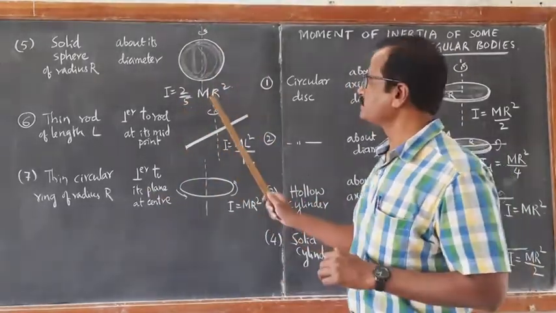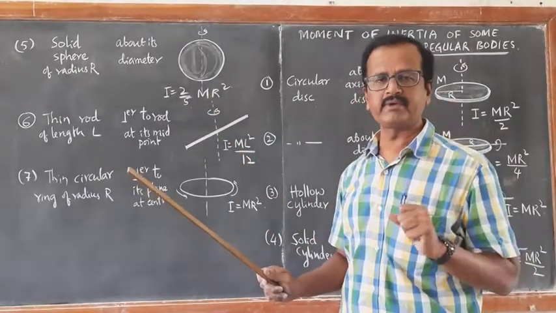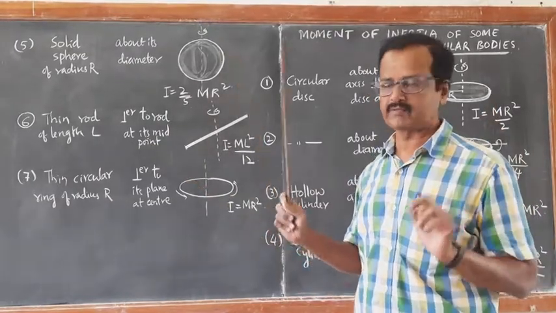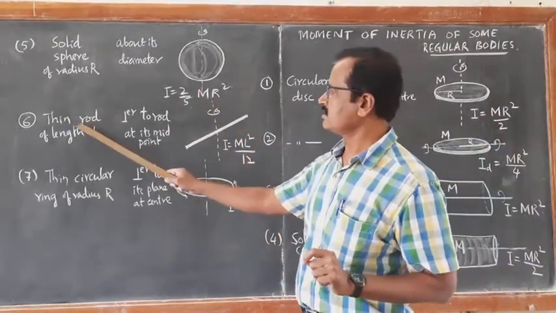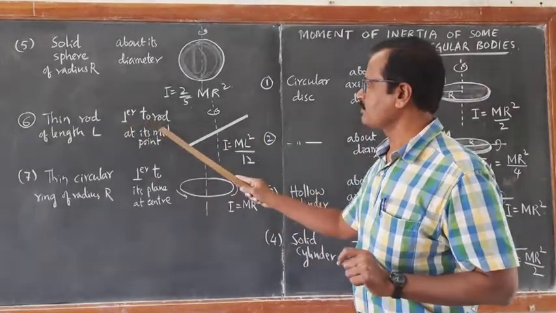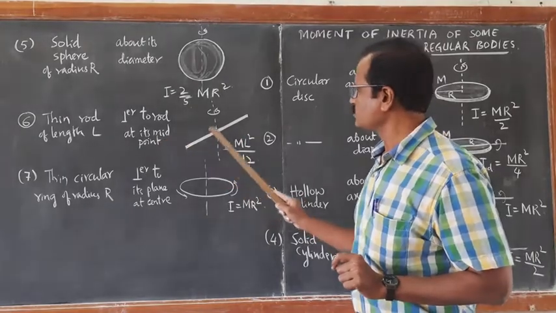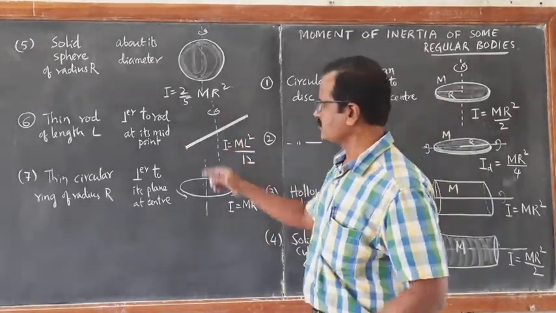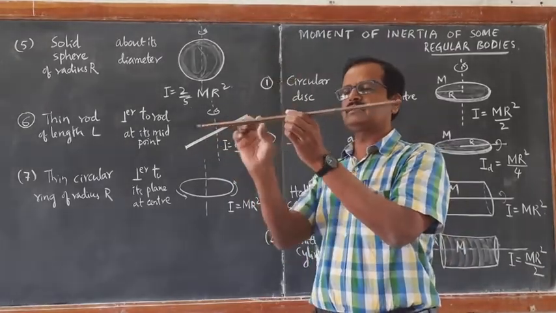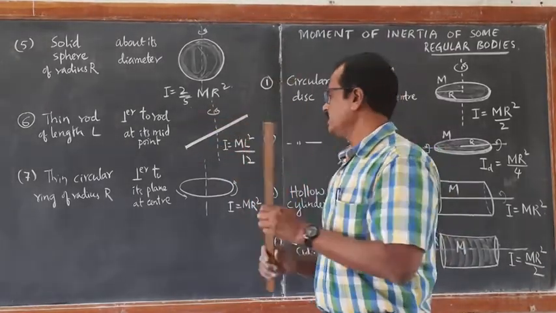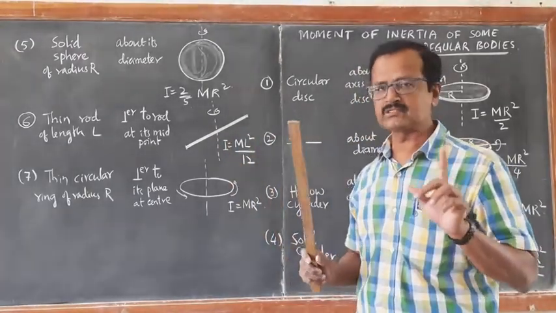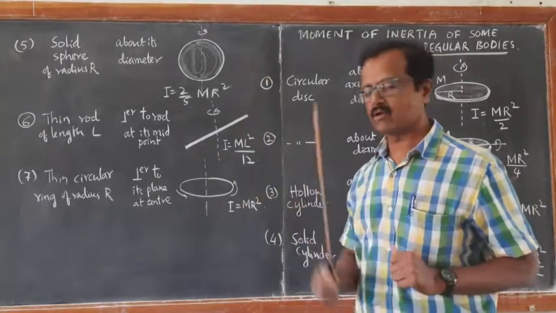We are supposed to remember these, which will be helpful while solving numerical problems. There are no derivations for this, only in higher classes you are going to derive them. Then the moment of inertia of a thin rod of length L about an axis perpendicular to the rod passing through its midpoint. Suppose this rod is rotated about an axis passing through its center, then its moment of inertia is m L square by 12, where L is the length of the rod.